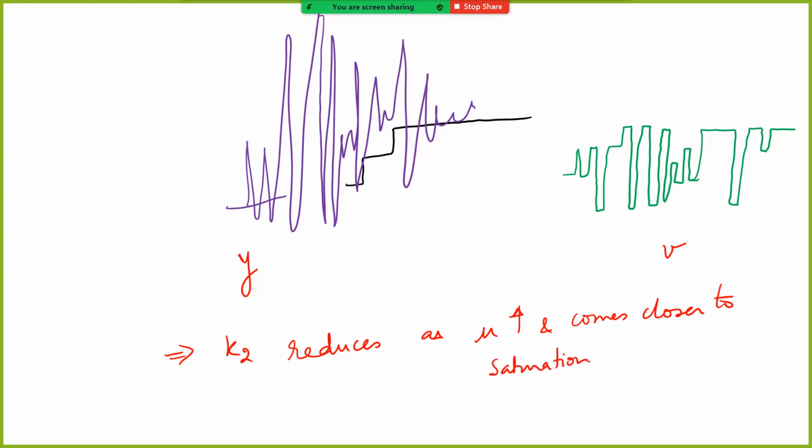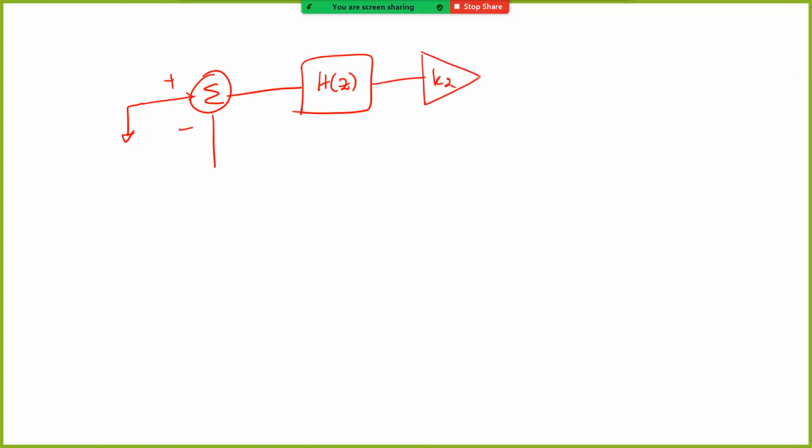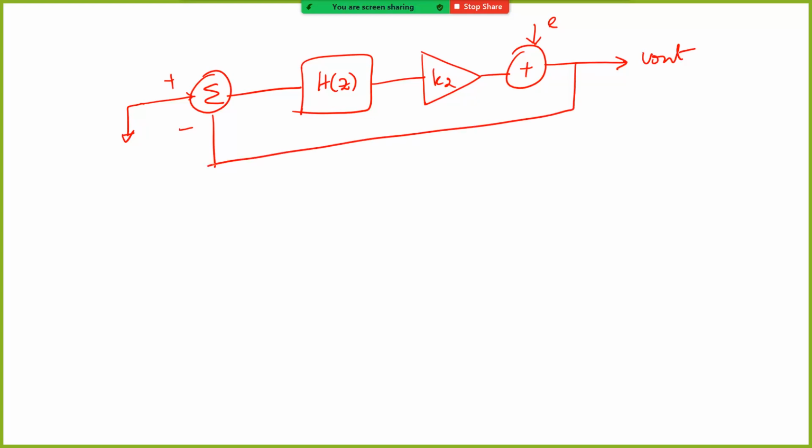Okay, so now, what is the implication? Let me redraw this noise loop. This is 0, plus minus, this is my H of Z, and then this is K2. Again, understand that K2 is the fitting parameter here, but it captures the effect. Let's say this is V out, and this is my loop. So let us calculate what V out is.